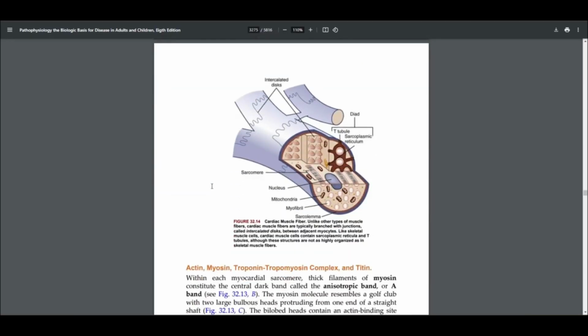So here we're taking a look at intercalated discs. We have a dyad, the T-tubule, and the sarcoplasmic reticulum. It also shows us our sarcomere, the nucleus, the mitochondria, and myofibrils, and lastly that sarcolemma.